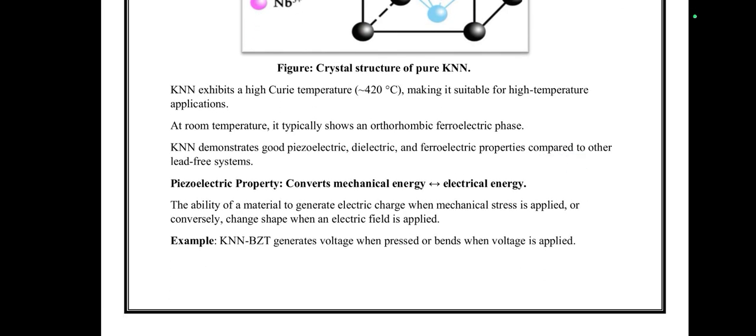KNN exhibits a high Curie temperature, making it suitable for high temperature applications. At room temperature, it typically shows an orthorhombic ferroelectric phase. KNN demonstrates good piezoelectric, dielectric, and ferroelectric properties compared to other lead-free systems.